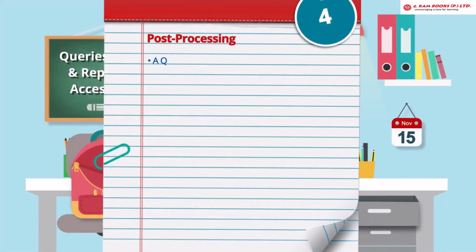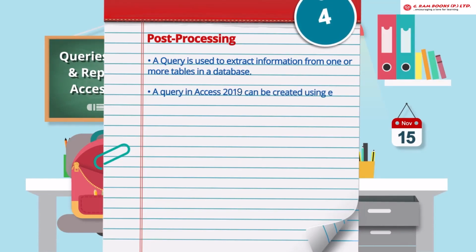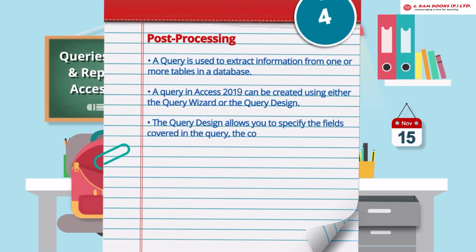A query is used to extract information from one or more tables in a database. A query in Access 2019 can be created using either the Query Wizard or the Query Design. The Query Design allows you to specify the fields covered in the query, the condition to retrieve specific records, change the order of fields, and arrange the retrieved records as desired.